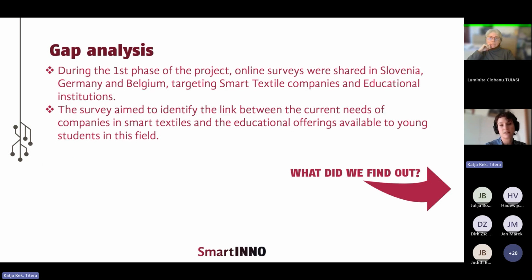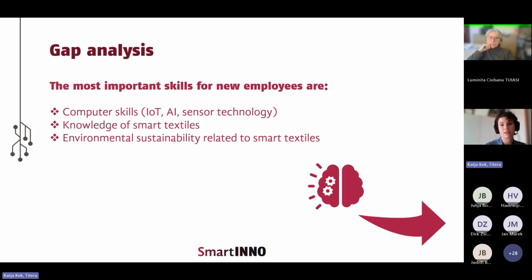After we did this gap analysis, we identified the most important skills identified by companies, and they have to do with Internet of Things, artificial intelligence, and sensor integration. And of course, also the general knowledge of smart textiles and the more and more important topic of environmental sustainability, which is related to smart textiles.